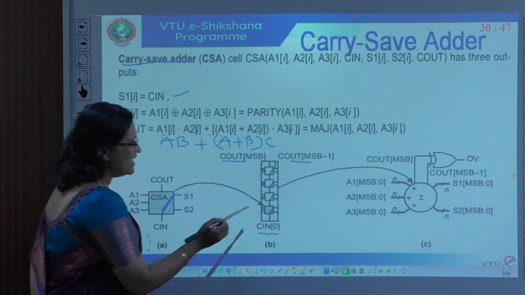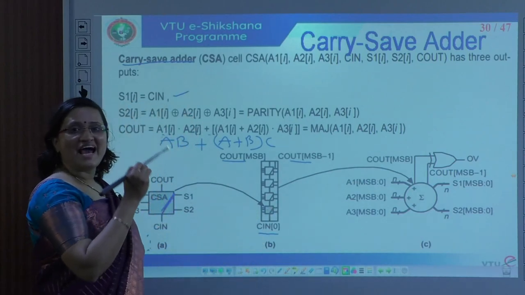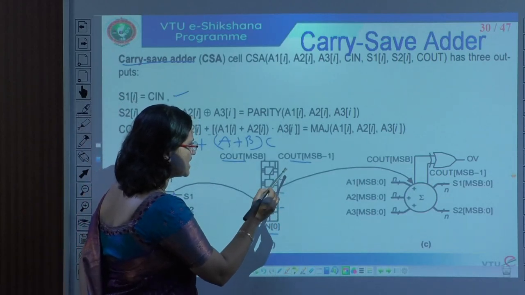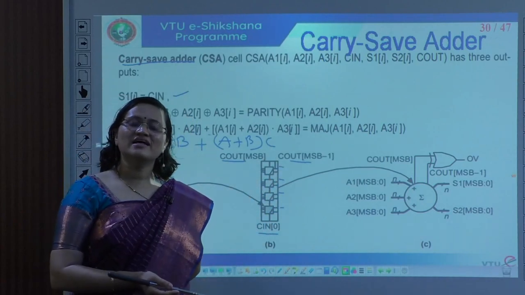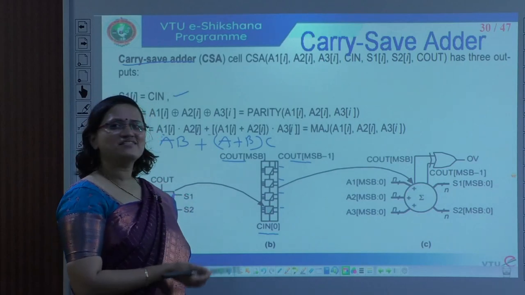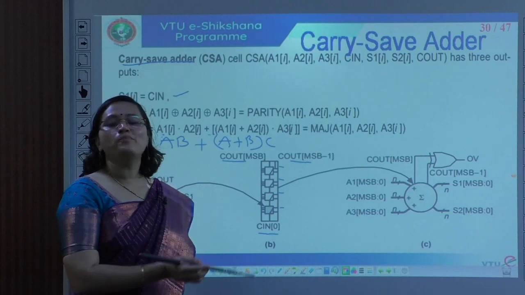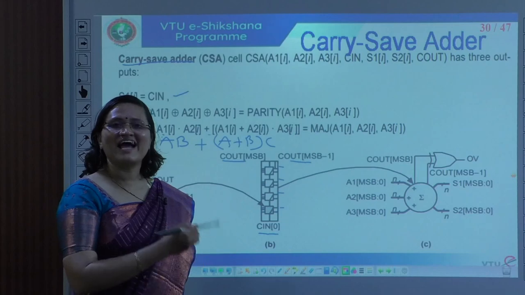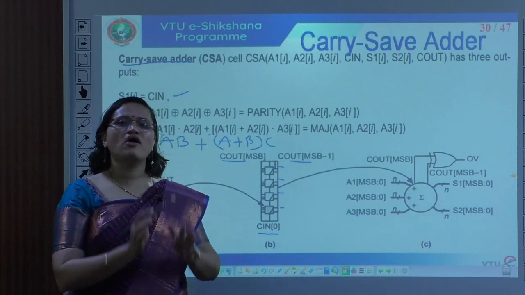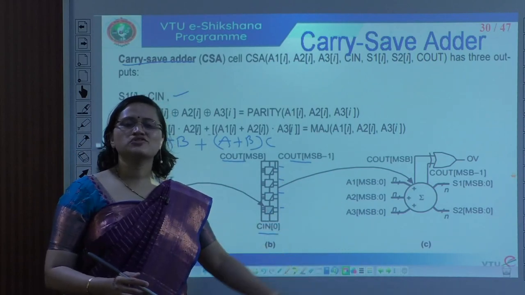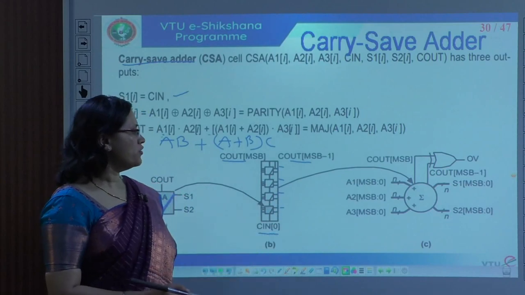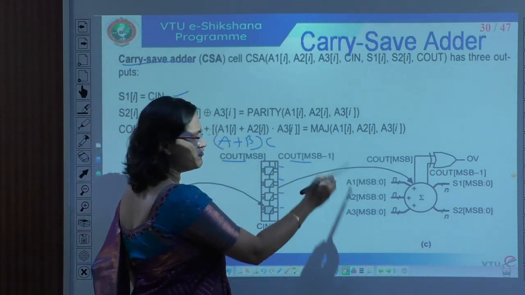In a carry save adder, the carry is saved in each stage. See, this carry is saved, this carry is saved, this carry is saved. The carry is saved in each stage, so there is no propagation of the carry in the carry save adder. So the delay of the carry save adder is also constant. Are you getting it?